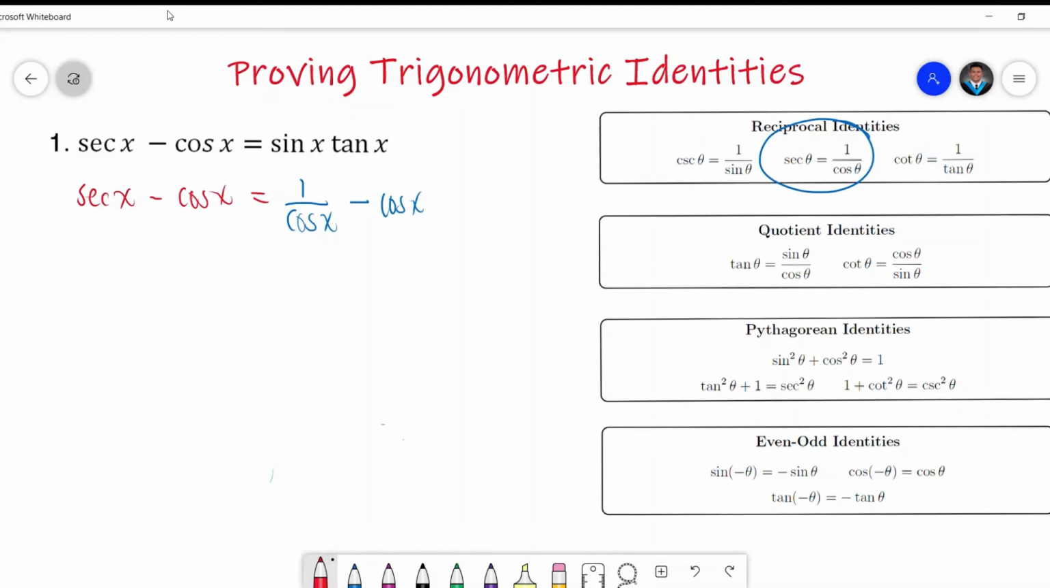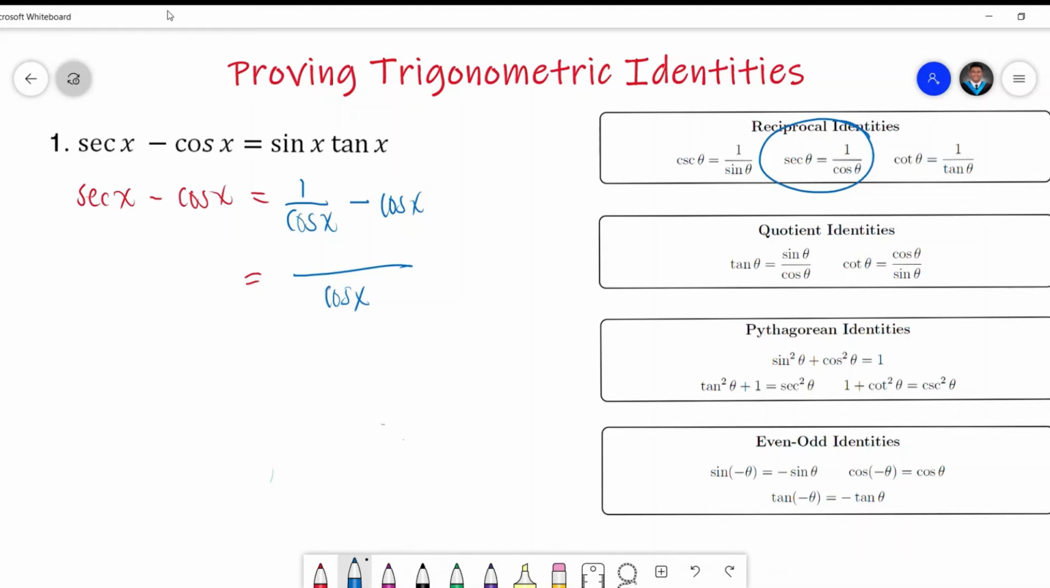Now, ang next natin gagawin dito is we are going to combine the two fractions into a single fraction. And to do that, ang gagawin lang natin is we are going to subtract. I-subtract lang natin yung dalawang fractions. So, in subtracting two fractions, ang first natin gagawin is find the LCD. And the LCD of the two fractions, or the least common denominator, is, of course, that is just equal to cosine x.